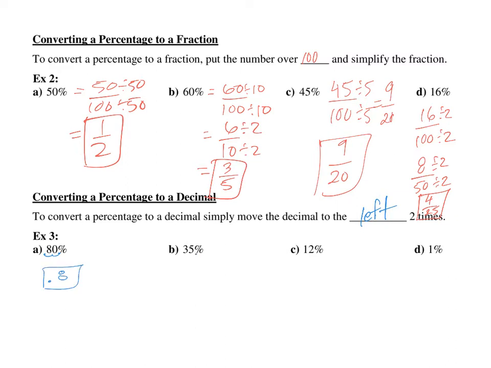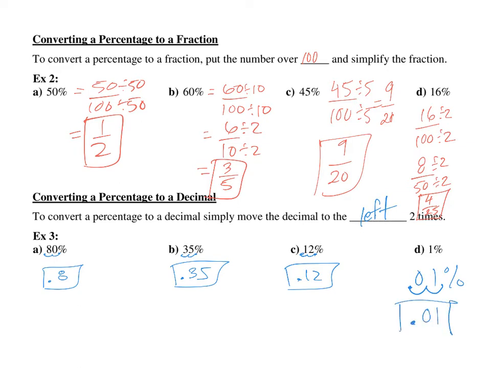For the next one, it's going to be 0.35. For the next one, it's going to be 0.12. And for the next one, it will be not 0.1. So many students do that. Be careful of this. Remember, move the decimal to the left twice. If I move it to the left, there's going to be a gap there. What do you put in the gap? A 0. So it's 0.01. That makes a huge difference. Make sure not to write 0.1. That's a very common error. All right, going on to the next example.